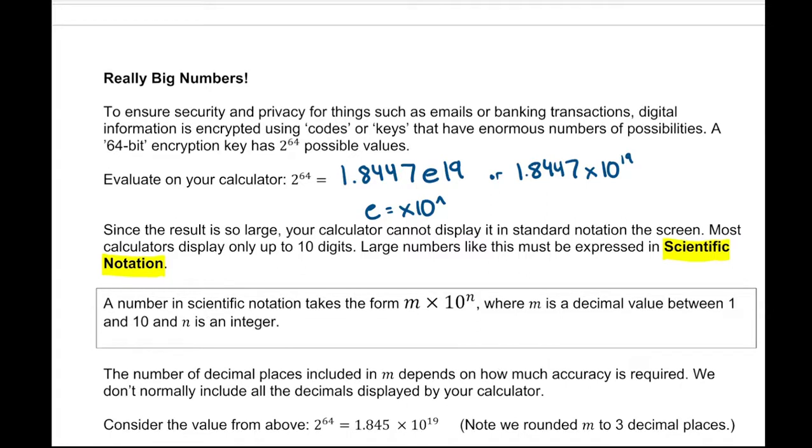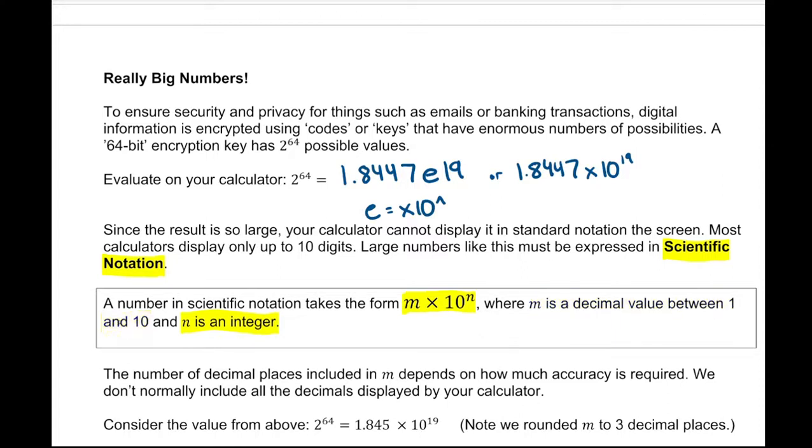So a number in scientific notation takes the form m times 10 to the power of n, where m is a decimal value between 1 and 10, and n is an integer, so basically any whole number. It could be positive or negative as well. The number of decimal places included in m depends on how much accuracy is required.